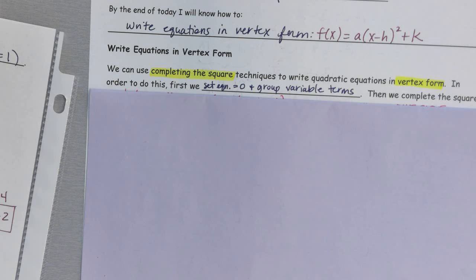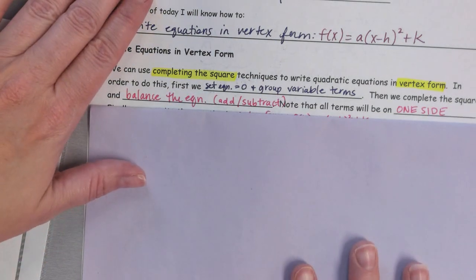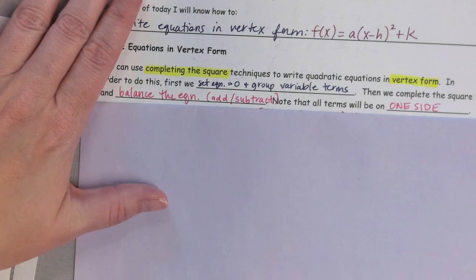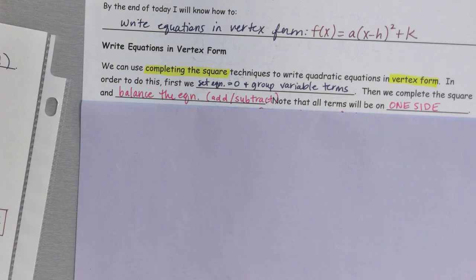Okay, that's very similar to what we did yesterday. We grouped the variable terms on one side of the equation, and then we're going to complete the square by balancing the equation. So that means if I'm working on one side of the equation to balance it, if I'm adding something, I have to subtract that same value if I'm working with one side.